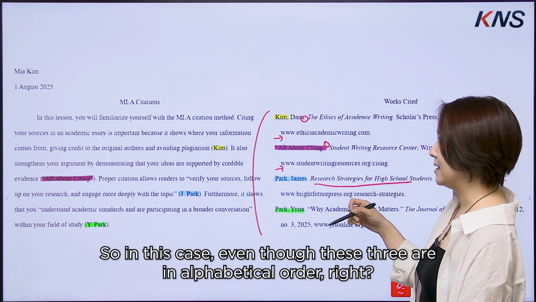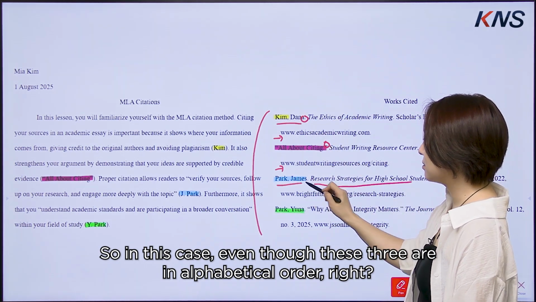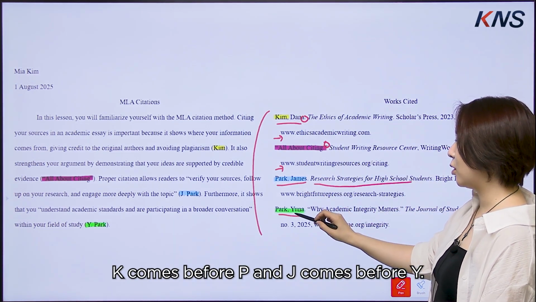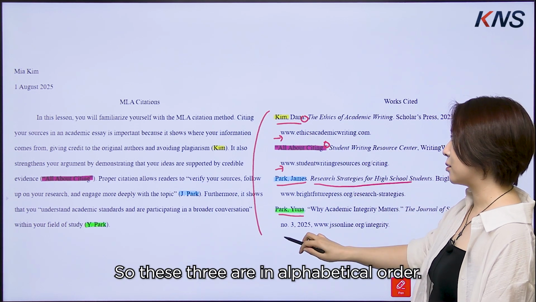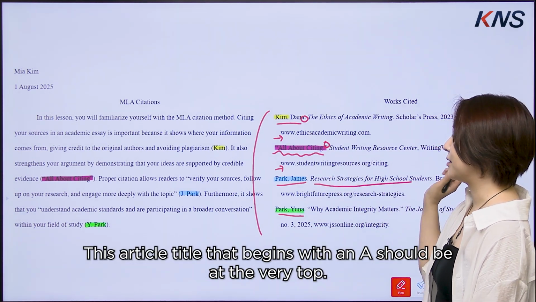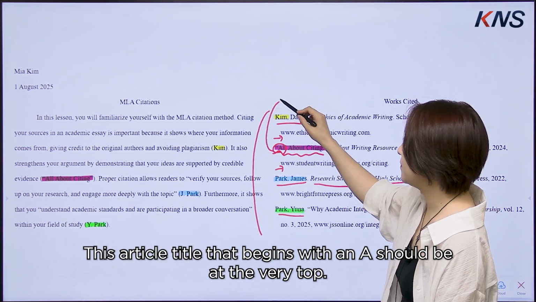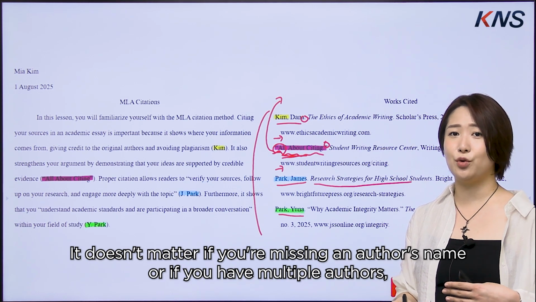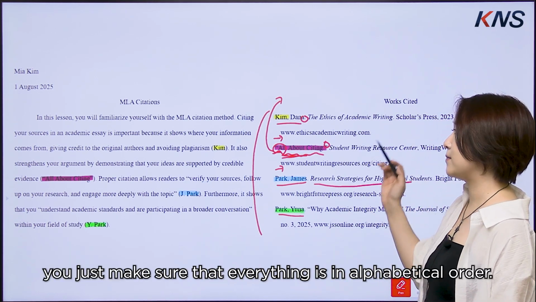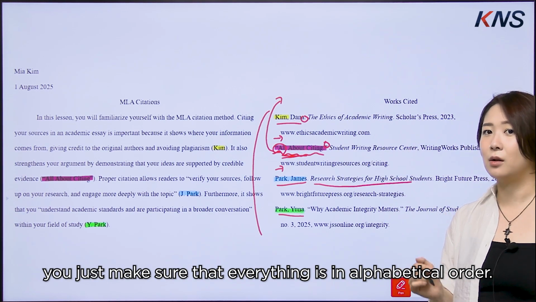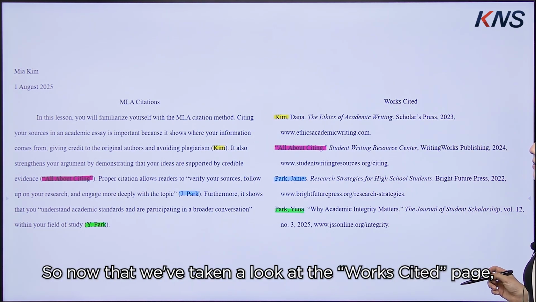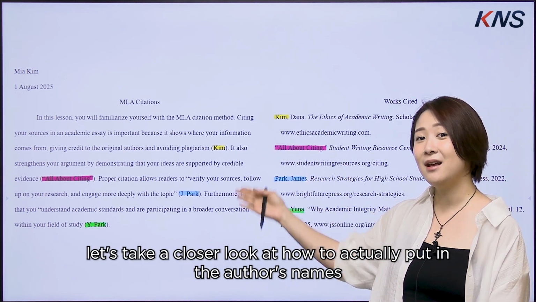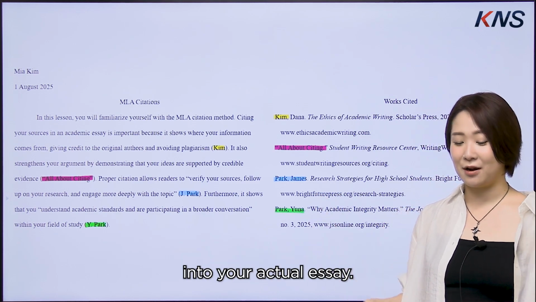In this case, these three are in alphabetical order, right? K comes before P and J comes before Y. So these three are in alphabetical order. This article title that begins with an A should be at the very top. It doesn't matter if you're missing an author's name or if you have multiple authors. You just make sure that everything is in alphabetical order. Now that we've taken a look at the works cited page, let's take a closer look at how to actually put the author's names into your actual essay.